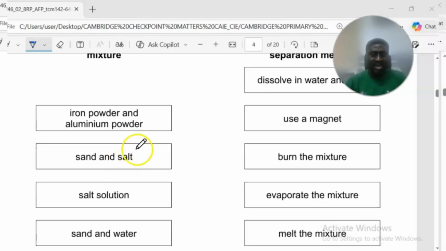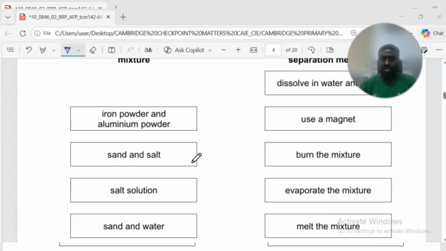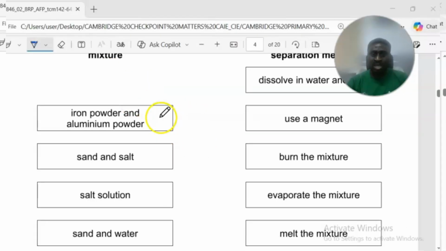So when we have iron powder and aluminium powder together, how can we separate that mixture? Iron powder and aluminium powder, how can we separate it? So the first question is iron powder. So that is like iron filings or iron that is chipped into tiny particles. And aluminium powder, if you notice, one of them is magnetic, the other is non-magnetic. So simply put, from that basic idea, we will use a magnet.